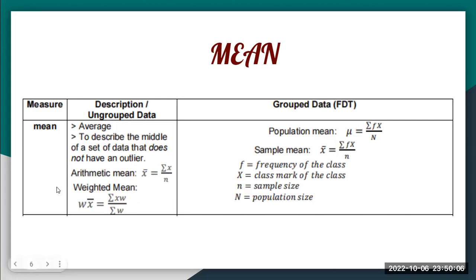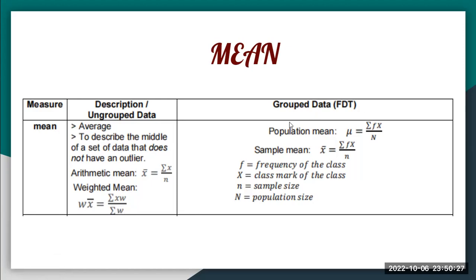And then for weighted mean, so yun, x-bar with subscript W. So this is the symbol for weighted mean. That is equal to the summation of x times w divided by the summation of w. X times w divided by summation of w.